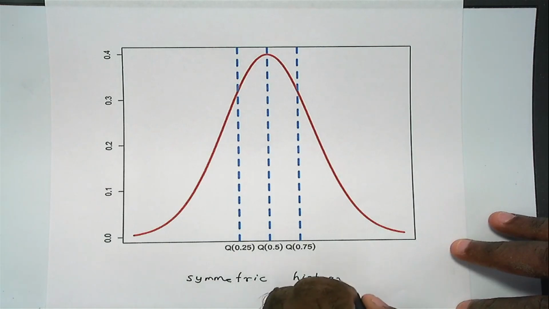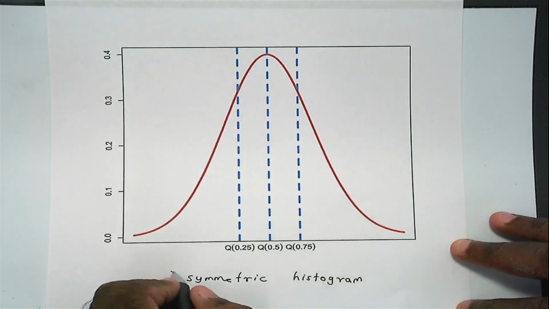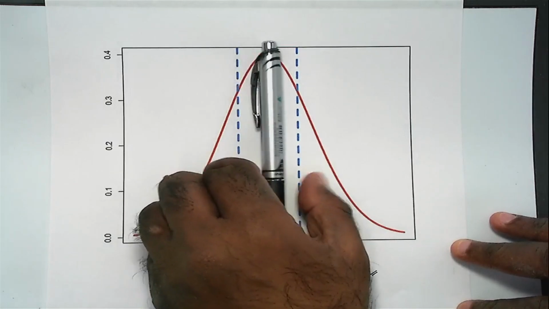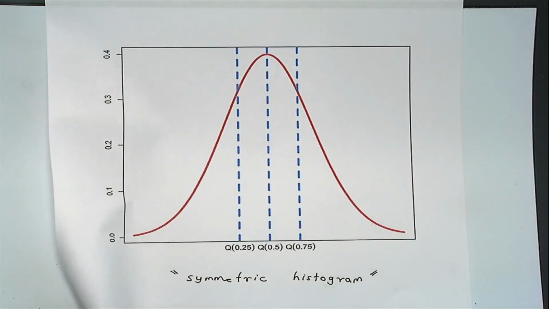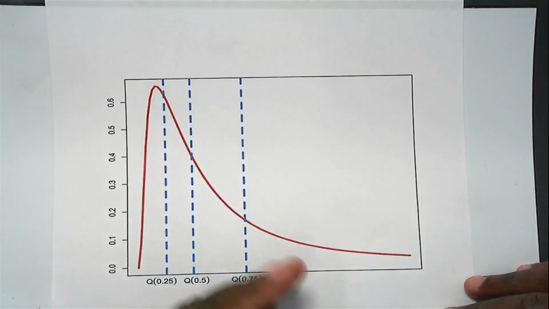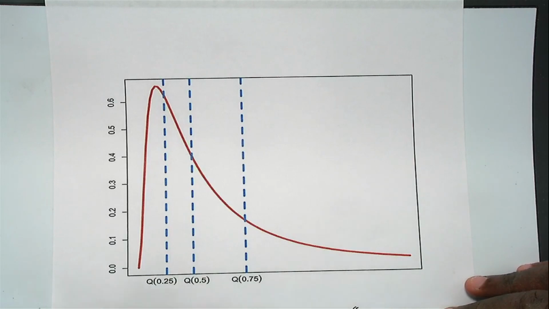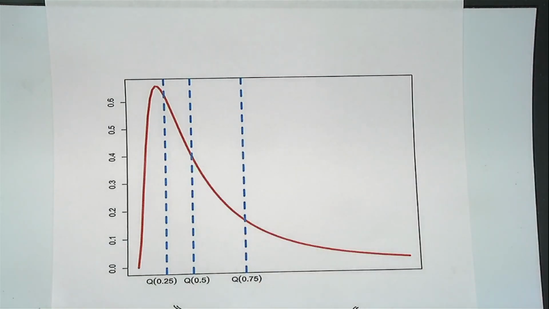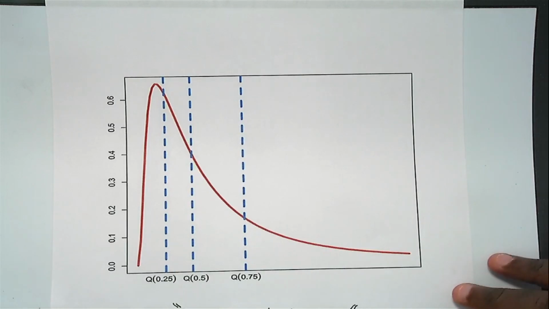Because everything looks roughly symmetric around this point. Whereas if you have something that looks like this, then this is skewed. Here you have a histogram skewed to this side. You can also have the other way around. So it's a skewed distribution or skewed histogram.